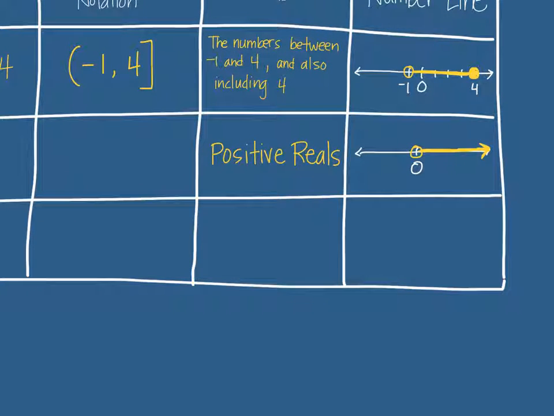In interval notation, you would write it like this. 0, comma. Now 0 is the beginning. Where's the end?